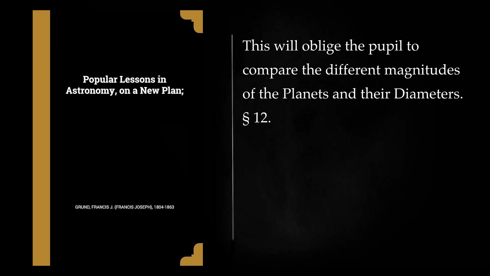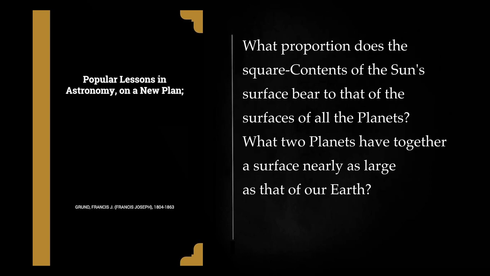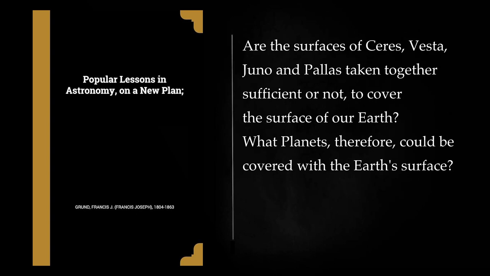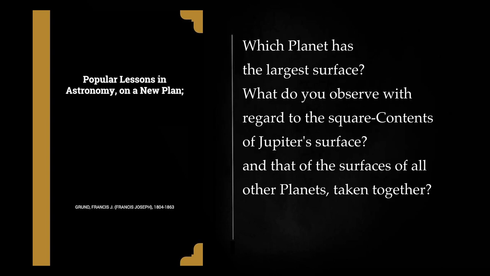Section 12. What proportion does the square contents of the Sun's surface bear to that of the surfaces of all the planets? What two planets have together a surface nearly as large as that of our Earth? Are the surfaces of Ceres, Vesta, Juno, and Pallas taken together sufficient or not to cover the surface of our Earth? What planets, therefore, could be covered with the Earth's surface? Which planet has the largest surface?